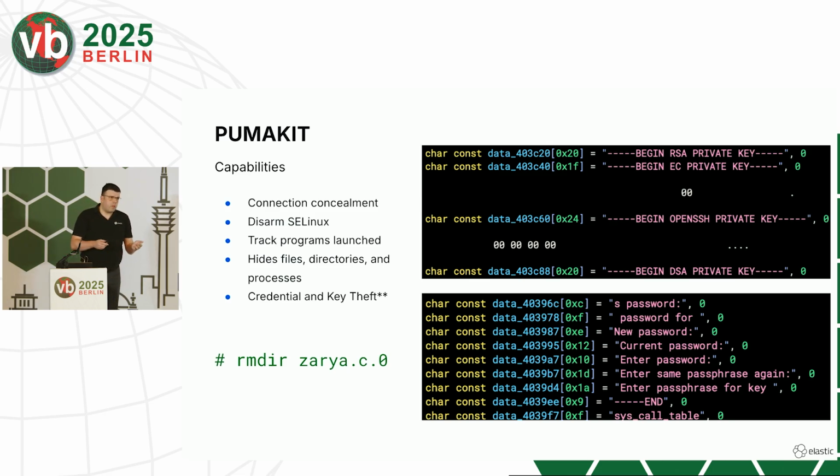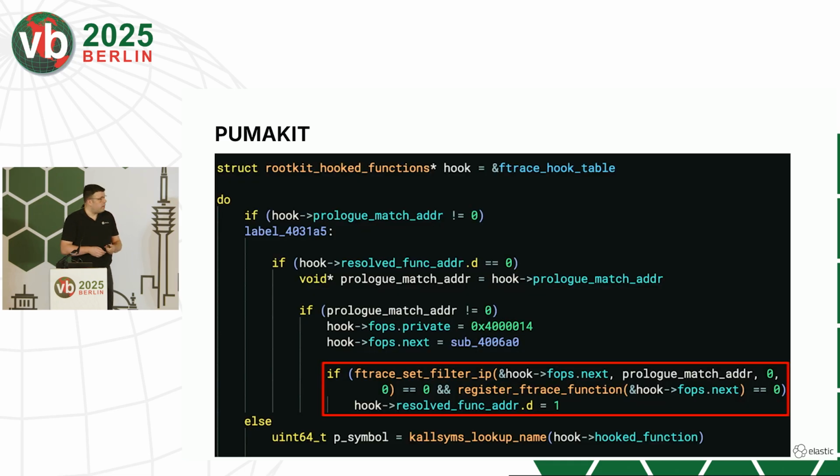Now, we said we were looking at hooking techniques. Pumakit also employed multiple hooking techniques. They used ftrace, and this is the code example. They used ftrace to hook tens of functions within the kernel, mostly for file and network operations.